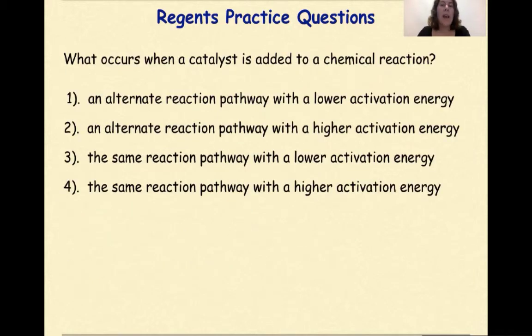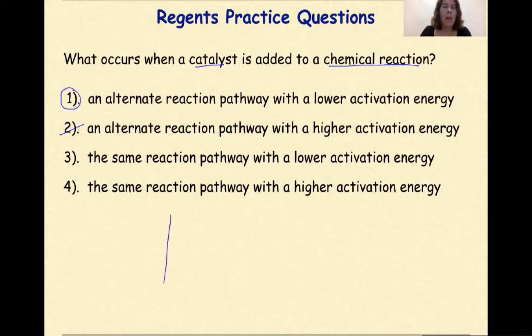What occurs when a catalyst is added to a chemical reaction? So stop, reread the question, and see if you can find the right answer. Welcome back. Let's see how you did. What occurs when a catalyst is added to a chemical reaction? An alternative reaction pathway with a lower activation energy, an alternative reaction pathway with a higher activation energy. Well, we know that's wrong because we want our activation energy to be lowered. The same reaction pathway, lower activation energy, same reaction pathway with a higher activation energy. If you chose number 1, you're correct.